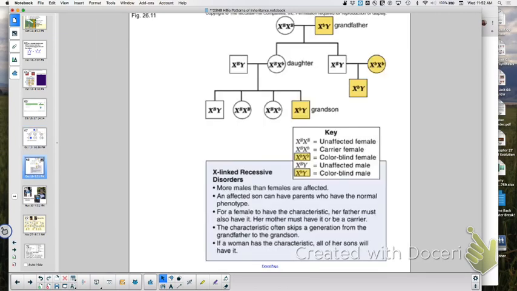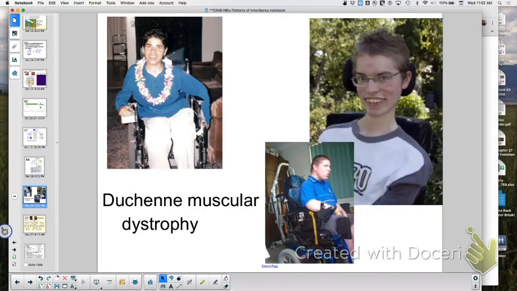Here's another one that you can see where you're tracing it back. Okay, so if you notice right here, she has it, but she's not part of this family. You see that? She married into this family. Got that? Okay, here's an example of it, Duchenne's muscular dystrophy.